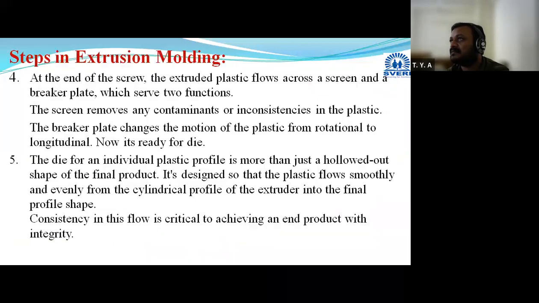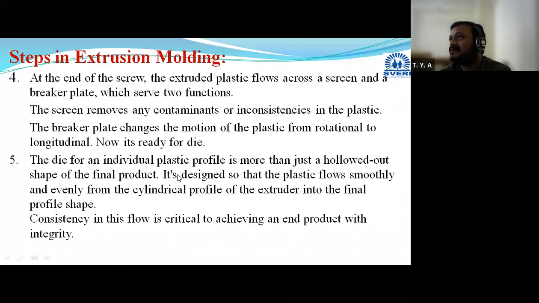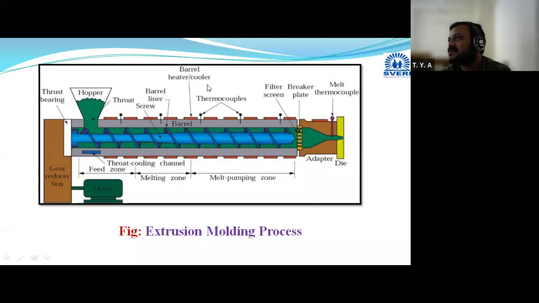In the previous session, we discussed extrusion molding and how it is conducted. With the help of extrusion molding, we can manufacture both solid and hollow products. We are using this extrusion molding machine. Here we have discussed the steps of how we convert the raw material into the desired product.